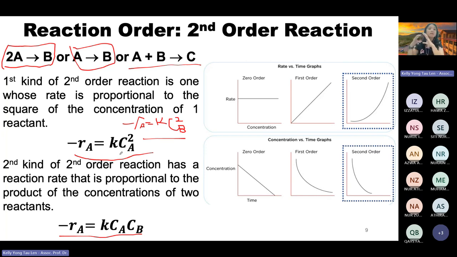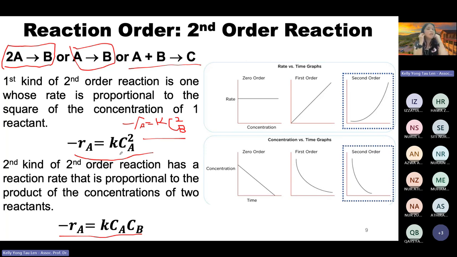Sama juga untuk katakanlah minus RA equals to K CB power of 2. Maksudnya, to increase the rate of reaction untuk A, saya kena naikkan kepekatan B sebanyak 2 kali ganda. So imagine how much B has to be consumed baru saya boleh naikkan minus RA saya. So means I have to increase my concentration of B. Saya tak kacau pun concentration of A because I disturb A also it will not influence my rate of reaction.